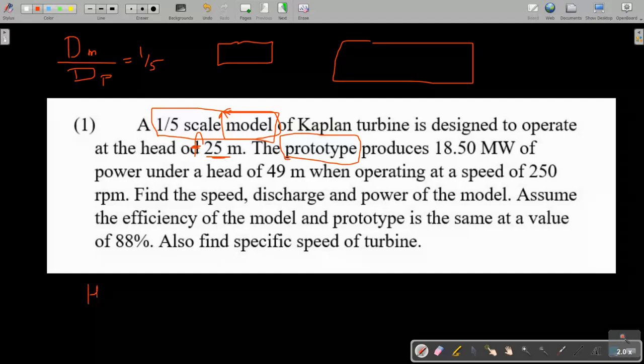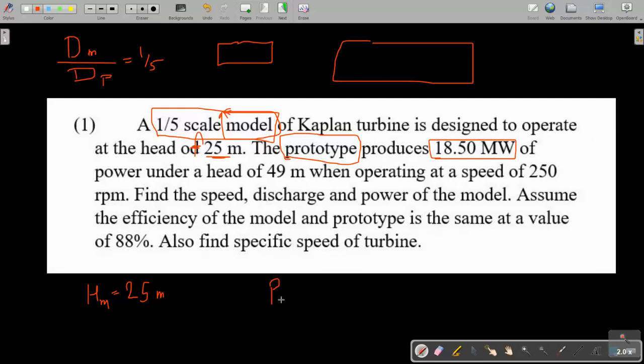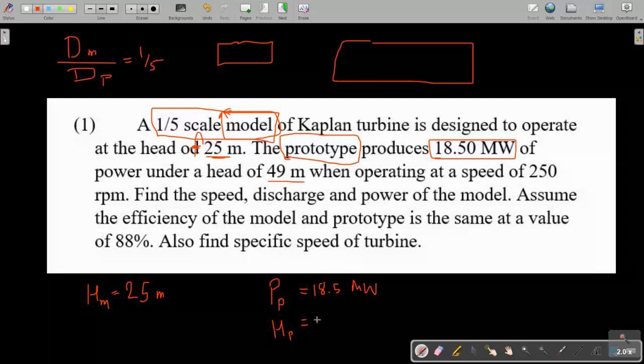So head of model is 25 meter, and the prototype, that means the actual scale turbine, produces 18.50 megawatt of power, under the head of 49 meter. That means the working head is 49 meter actual head, okay. And the operating speed is 250 rpm. So the actual scale prototype is running at 250 rpm.